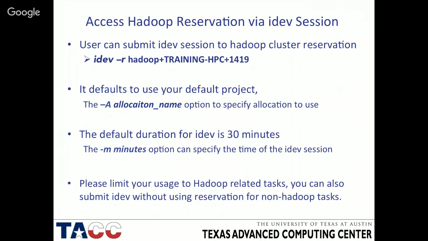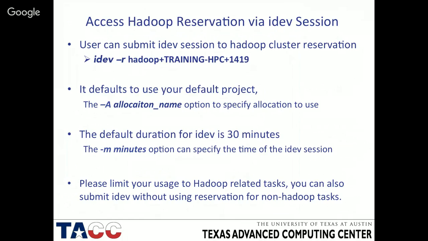So iDive is just a command, and it takes several parameters. The one you have to give is -r. It specifies which reservation you're going to use. Actually, if you just have one reservation associated with you, you don't even need that. You can just do iDive, and it will automatically use the only one you have. But if you have more than one, you need to use -r to specify the reservation name you want to use. And also, if you have multiple allocations on Wrangler, you also need to use -A to specify which allocation you're going to use to access reservations.